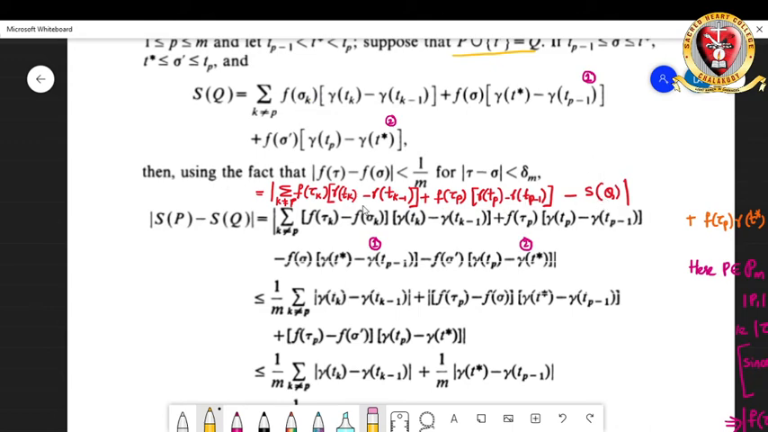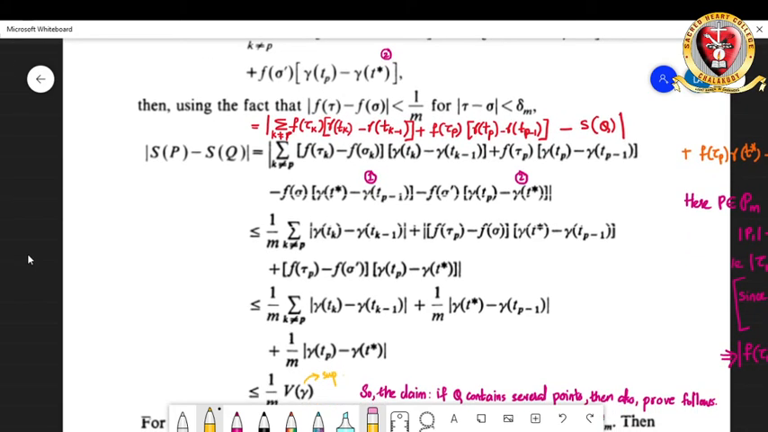So when we rearrange them, the term sitting here and the term sitting here can be arranged like this: summation K not equal to P f of tau K minus f of sigma K into gamma of Tk minus gamma of Tk minus 1. Then plus the extra term which is coming out from S of P, minus the terms sitting here. So that's how we end up there.